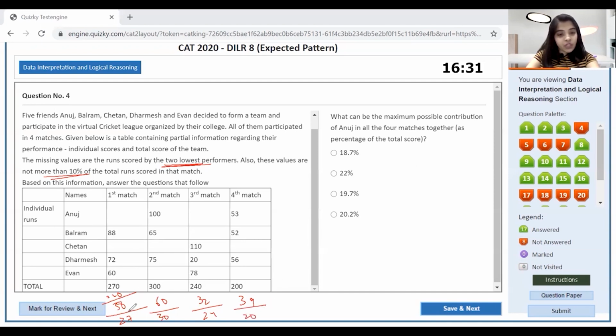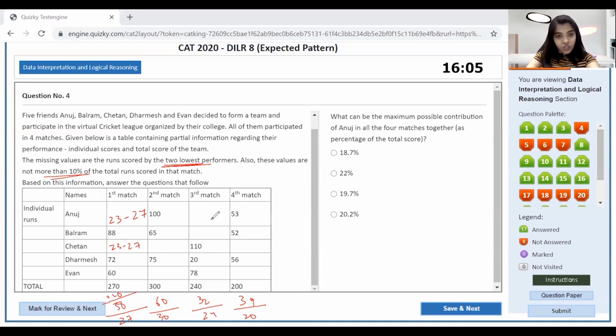So what can be the range for Anuj's scores here? The maximum can be 27, right? If it's 27, what is the other person's score? 23. So that is his minimum limit. 23 to 27. Same would be for Chetan. Now this is applied because the other scores are way higher than 27.